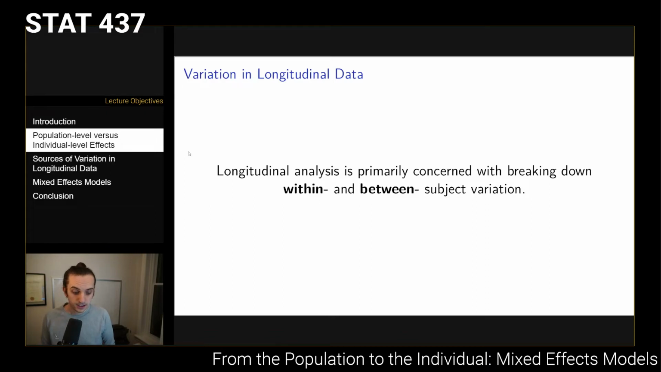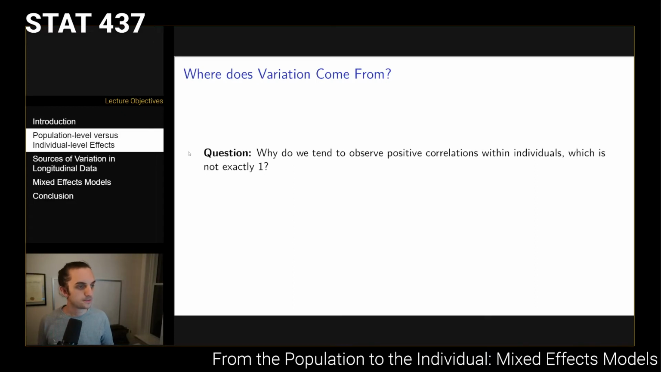So we can start thinking about the variation in longitudinal data. Ultimately, this is the crux of what we're doing in this course: we've been talking about within and between subject variation. The longitudinal analysis is primarily concerned with breaking down those 2 sources. And we have talked about how you need longitudinal data in order to answer questions that rely on within subject variation over time. You need to take repeated measurements within a subject in order to correctly estimate that. But there are these 2 different sources of variation that we think about in a longitudinal study.